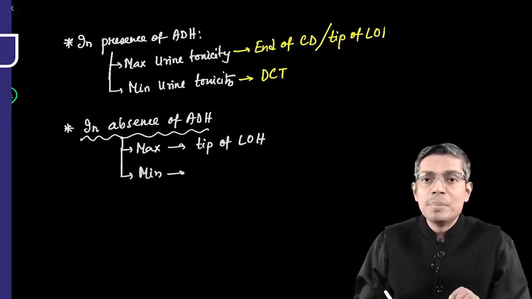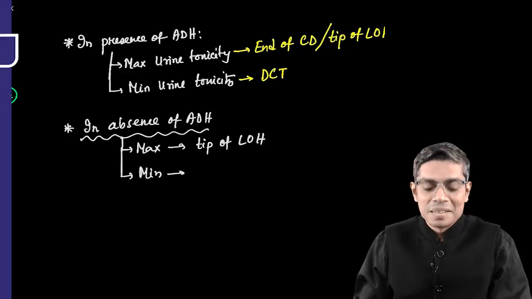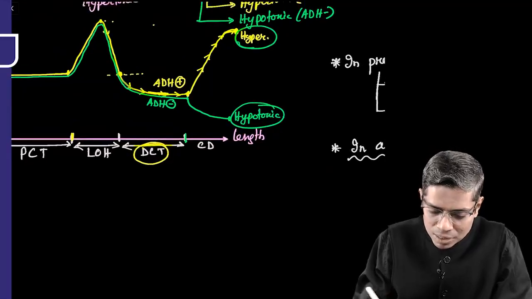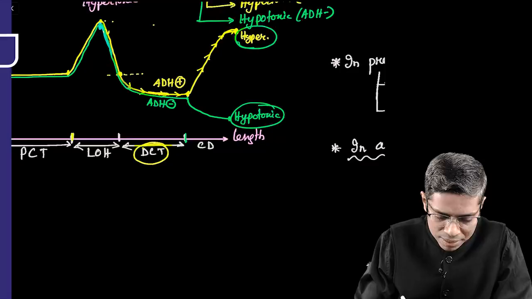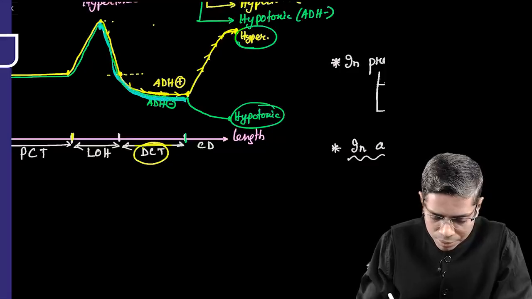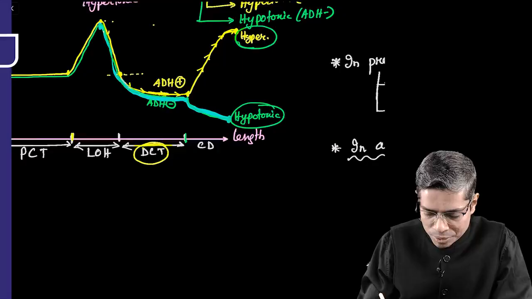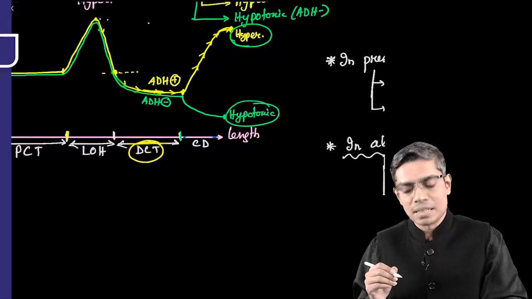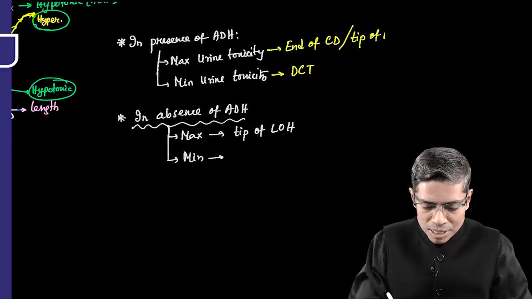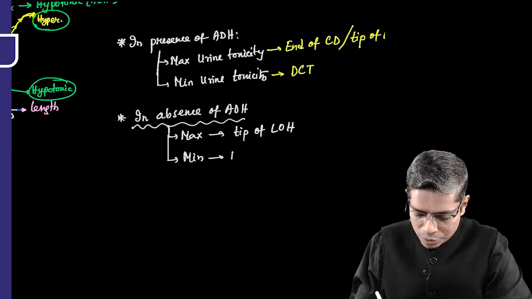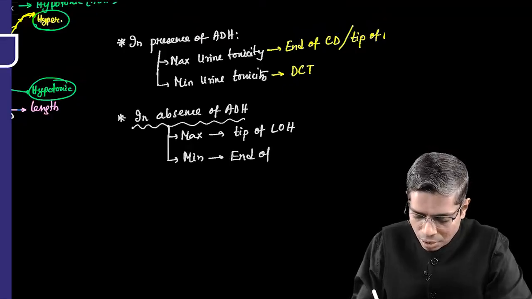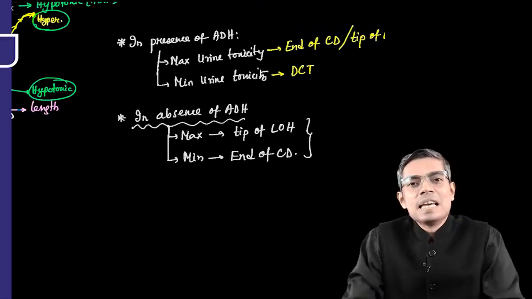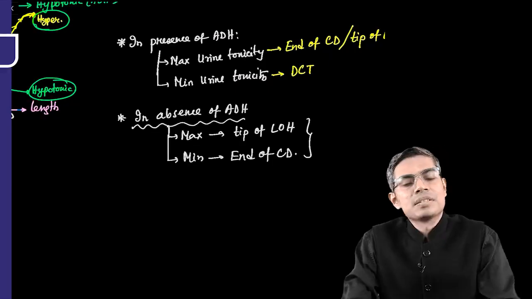But if I ask you minimum urine tonicity, now minimum point, I told you here that after the tip of loop of Henle, the curve is going down, down, down, and minimum tonicity is reaching here. That is nothing but end of collecting duct. So the answer of this question will be end of collecting duct. Getting my point? So this way MCQ becomes difficult if you don't understand the concept.